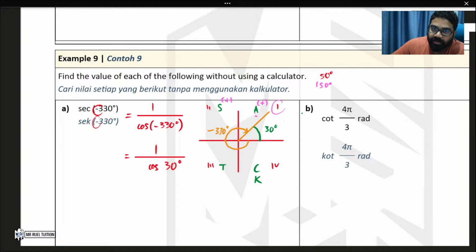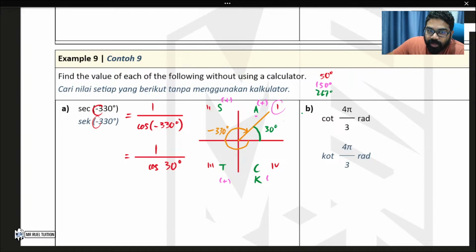Give me an angle. Quickly. Okay, 267. Okay, let's try 267. Sine 267. Negative. Cos 267. Negative. But tangent? Positive. So you can see here, only tangent is positive.